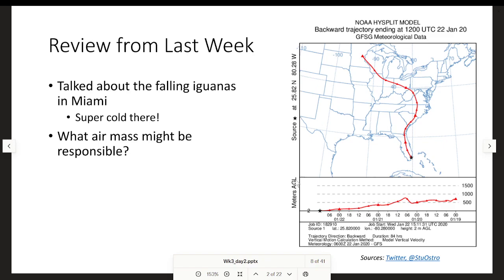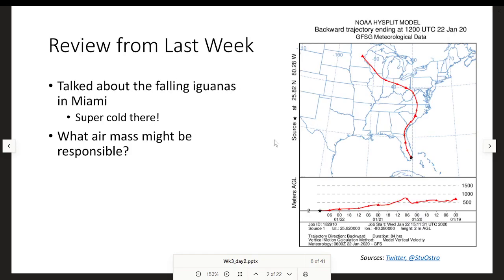So, yeah, we talked about the falling iguanas. It's very cold. What air mass might be responsible for this? Well, I'll tell you what air mass is responsible if they don't tell you. It was probably a cold polar air mass that moved down and hit Florida. Normally, they don't go that far south. Sometimes they do, though, and that's how you can get those tornadic storms in Florida and a lot of waterspouts. I lived in Mississippi for a while, and I've lived in Alabama. They do get down there and they create some really nasty tornadic storms at the interface of those two air masses.